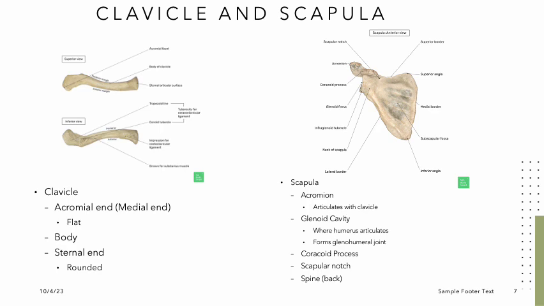And then the spine is this ridge that runs across the back of the scapula. So the front of the scapula is smooth and the back has a ridge that runs horizontally across it. That's the spine. So that lets you know that you're looking at the back side of the scapula. It's like a landmark to know that that's the back side.